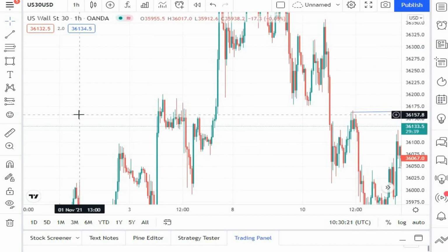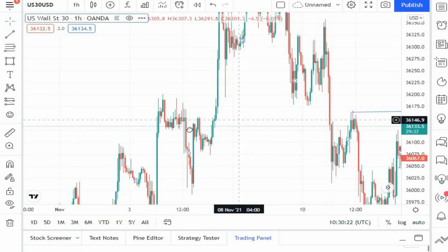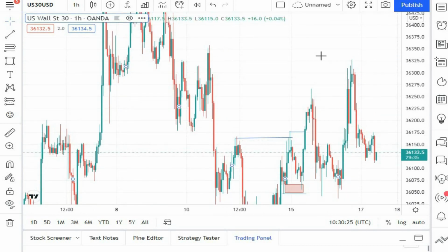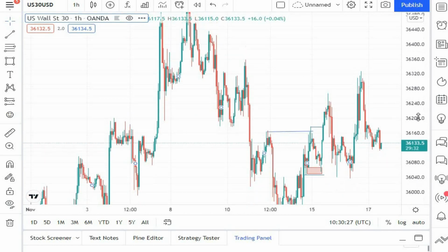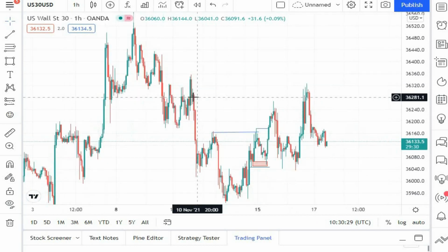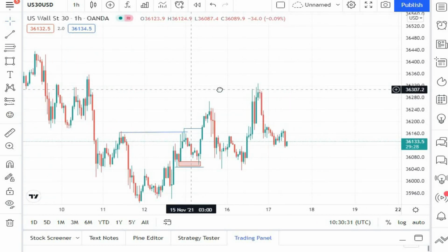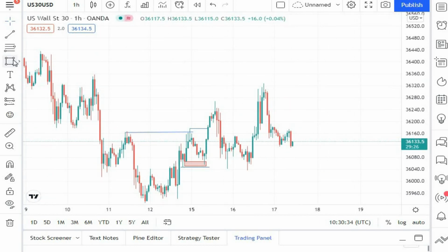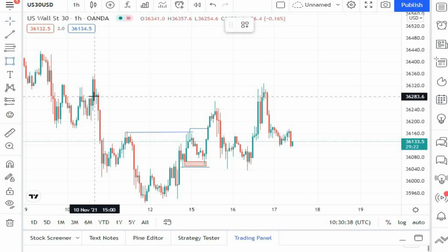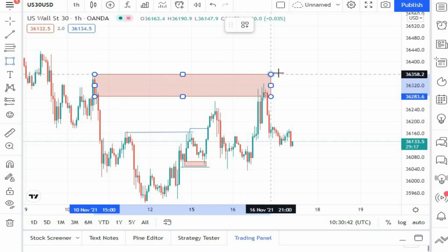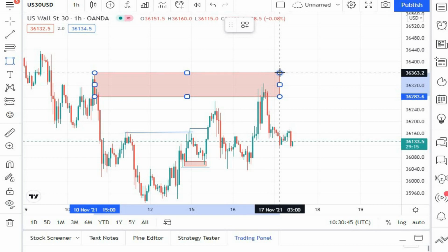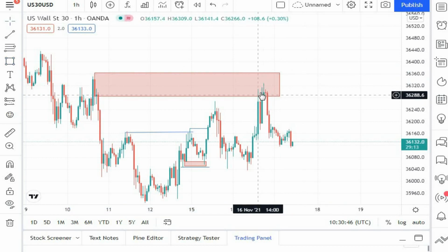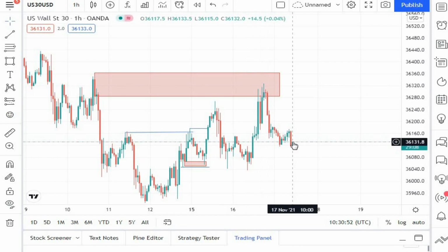So as you can see here guys, let us zoom in now. So as you can see, this was the OB guys, this was the OB, but I was going to use this half body right there, and that's where we were expecting the price to come to pick the orders, and as you can see, they picked the orders and shifted the market going down.